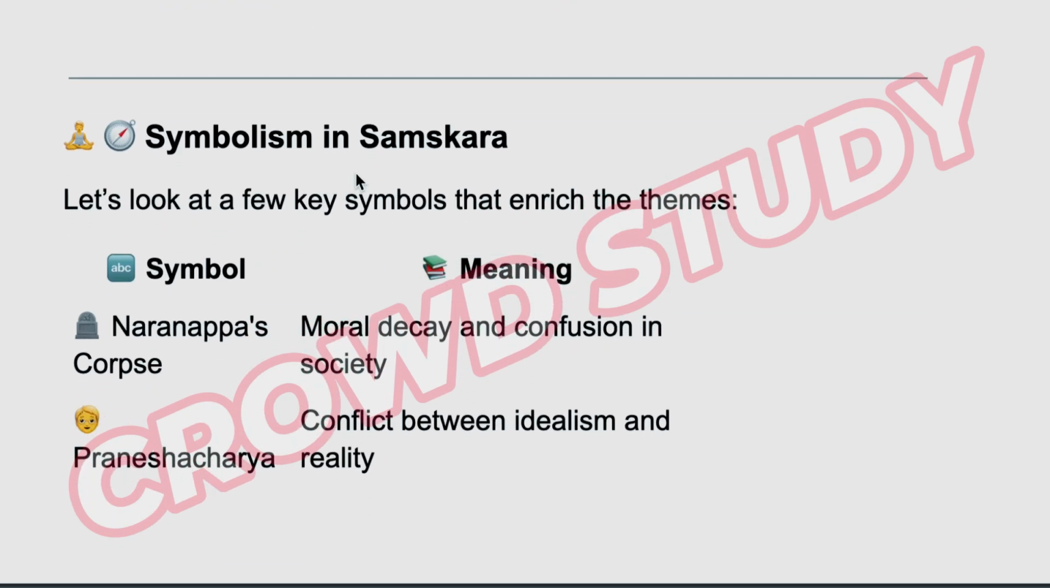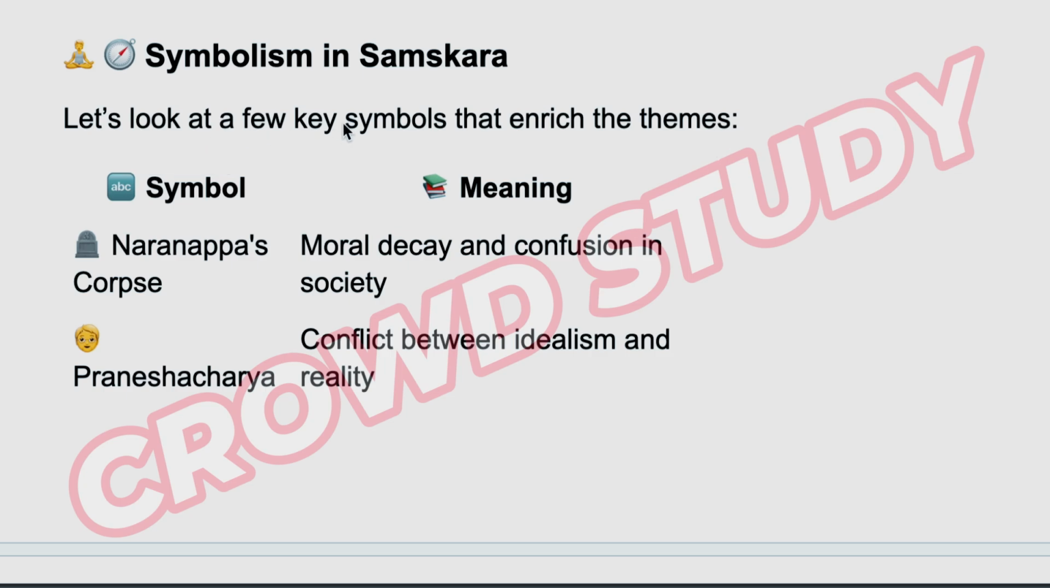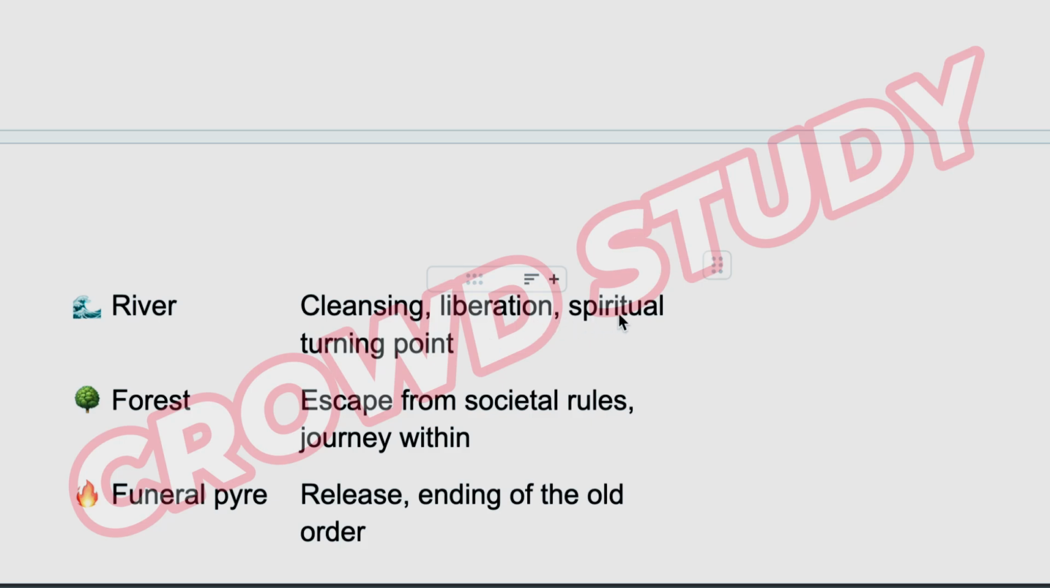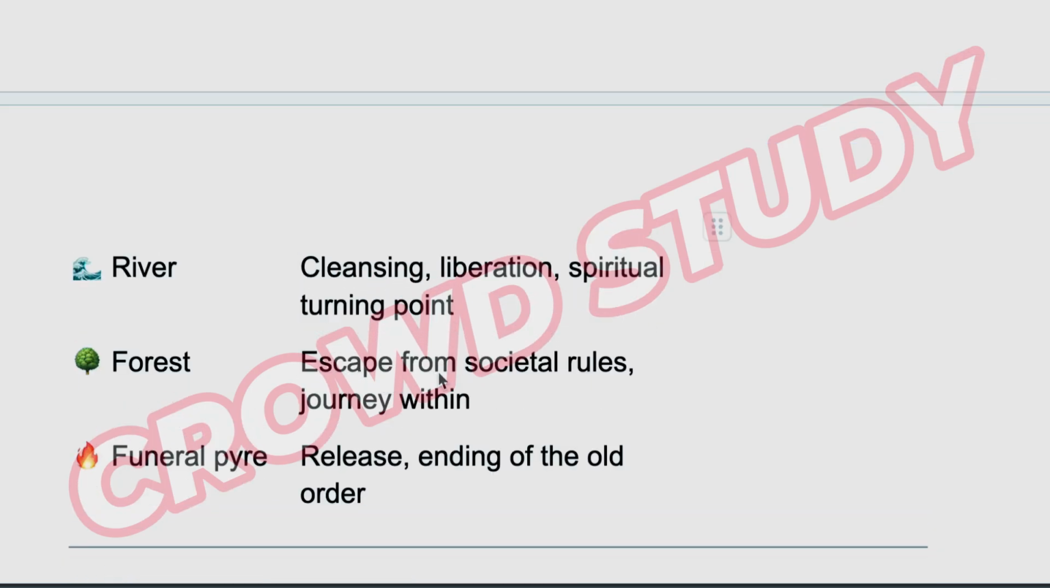Now let's discuss some symbolism in Samskara. Let's look at a few key symbols that enrich the theme. Symbol: Naranappa's corpse. Moral decay and confusion in society. Praneshacharya. Conflict between idealism and reality. River. Cleansing, liberation, spiritual turning point. Forest. Escape from societal rules, journey within. Funeral pyre. Release, ending of the old order.